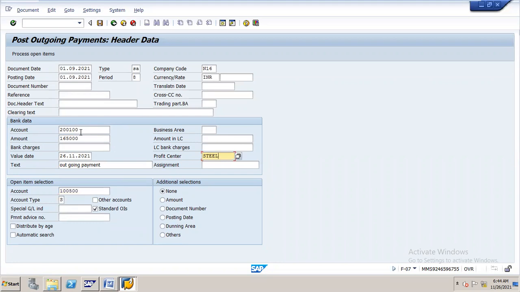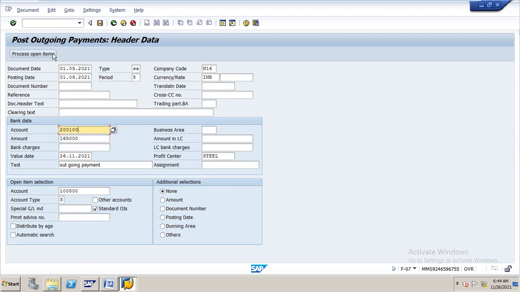Here I am giving cash. Just what I am telling you, know. Suppose I issue the check; if I create the GL account for the check, you have to give that check-related GL account. Okay, that we'll also see. Next topic, interest calculation for bank, that we can see also. Here, just for example, I'm giving the cash GL account only.